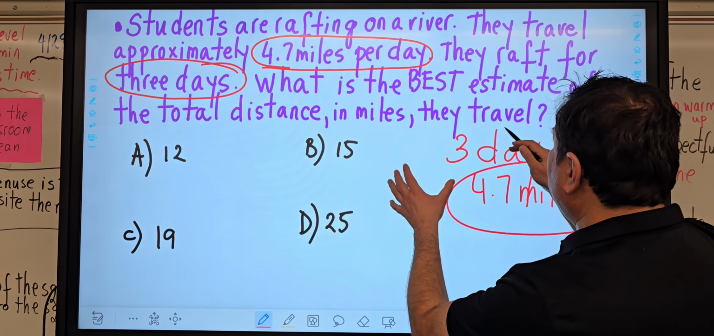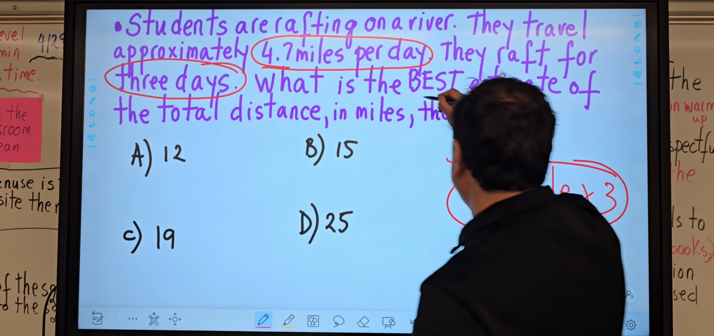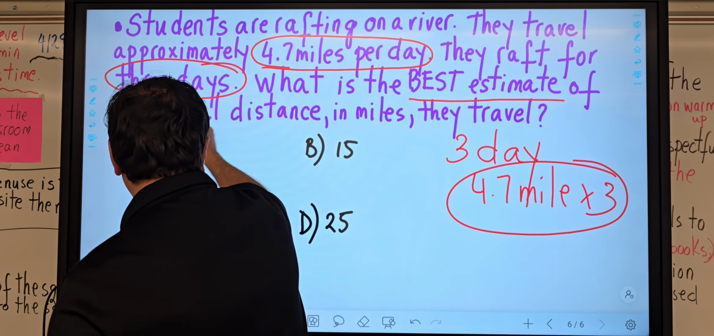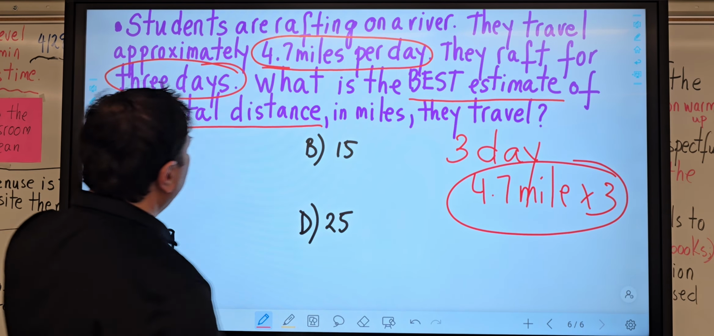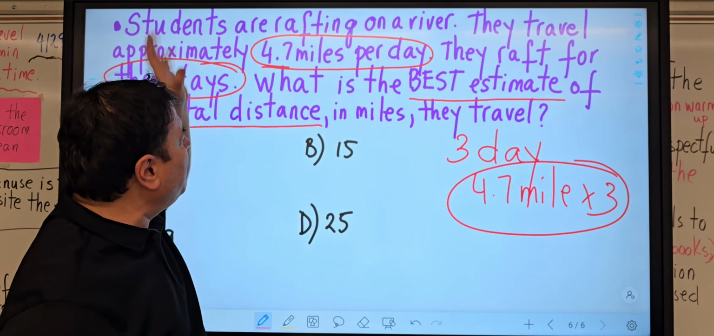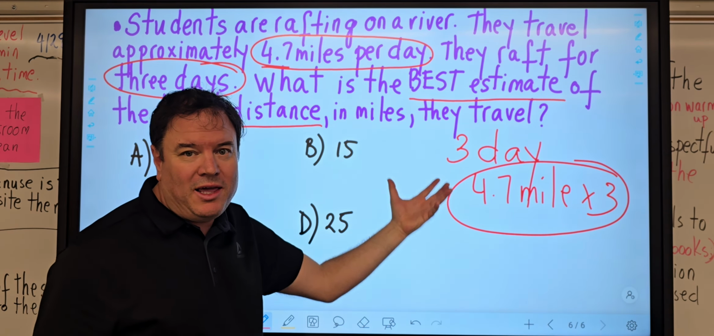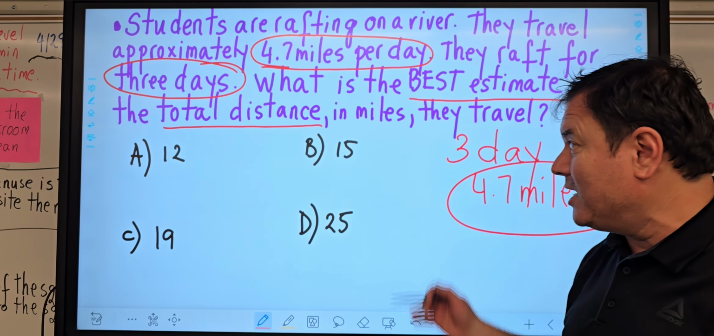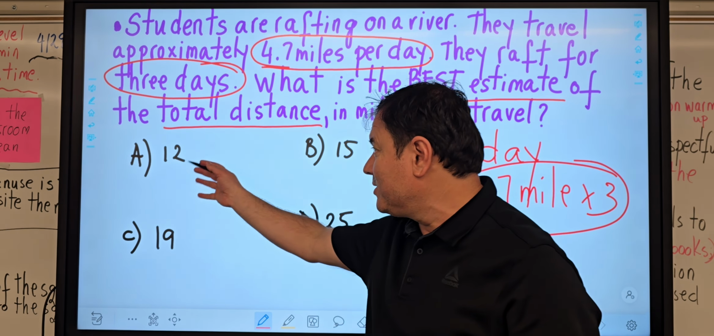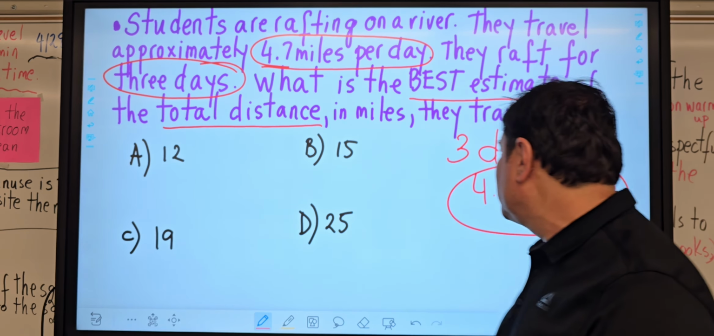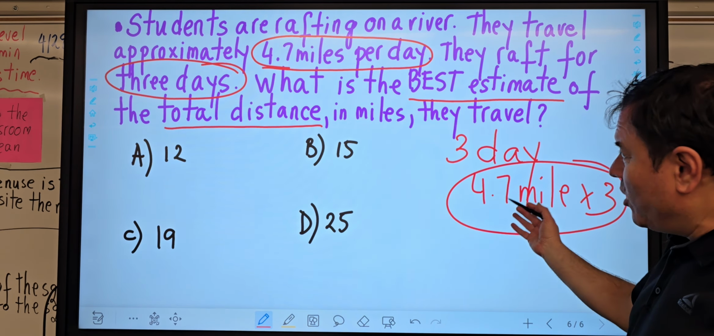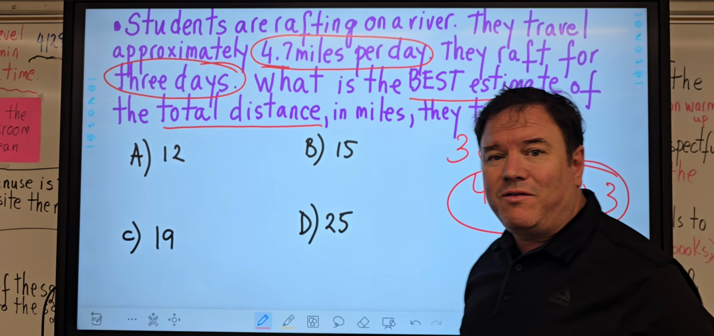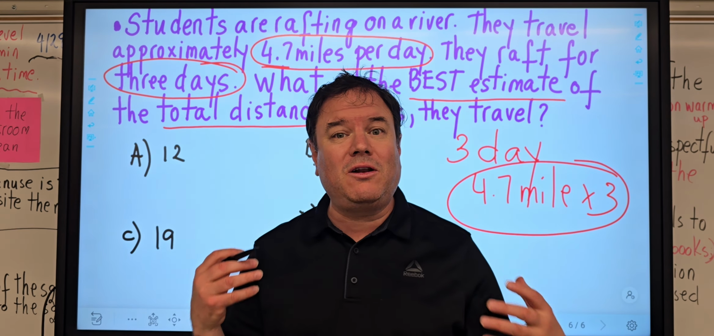To find out, it says here, what is the best estimate? So we got to do the best estimate of the total distance, right? So the total distance, obviously, we have to multiply 4.7 times 3. But they're asking us to do the best estimate, because take a look at the answers here. 12, okay? Let's see if 12 would make sense. 3 times 4 would be 12, but here we have 4.7, and 4.7 is close to actually 5.